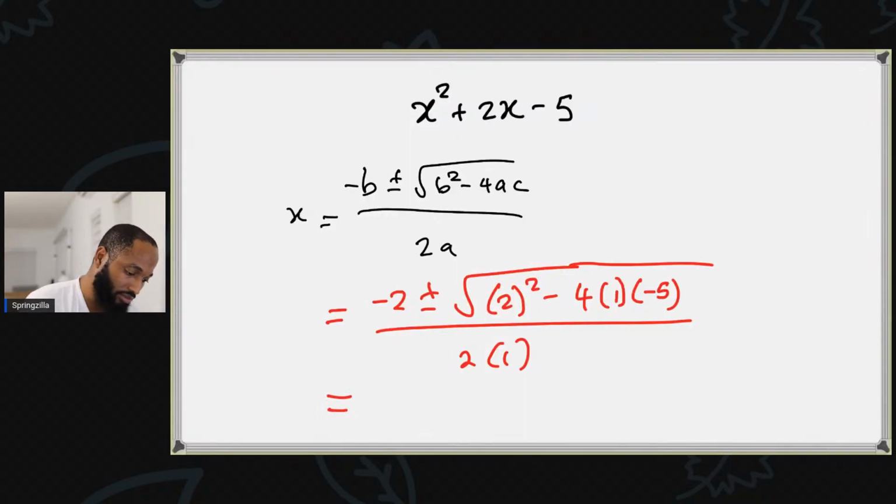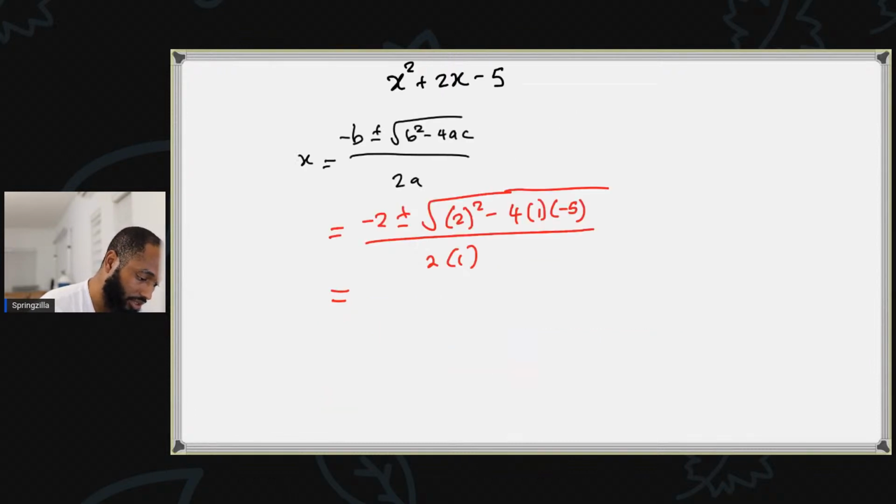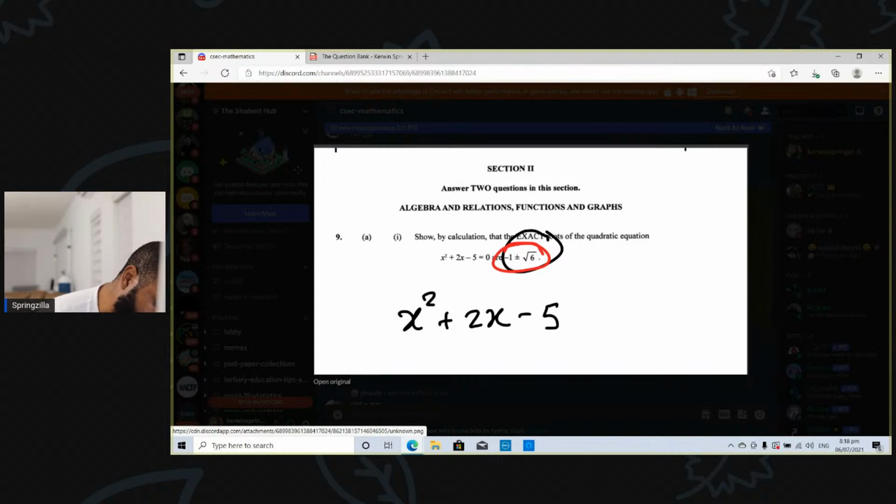If not, this will be inside the brackets. Let me just take a little look quickly at what's going to happen here. I should be getting negative 2 plus or minus the square root of 4 plus 20. I'm looking to get square root of 6. 4 plus 20, 24, yeah, over 2. Are we looking to get square root of 6?